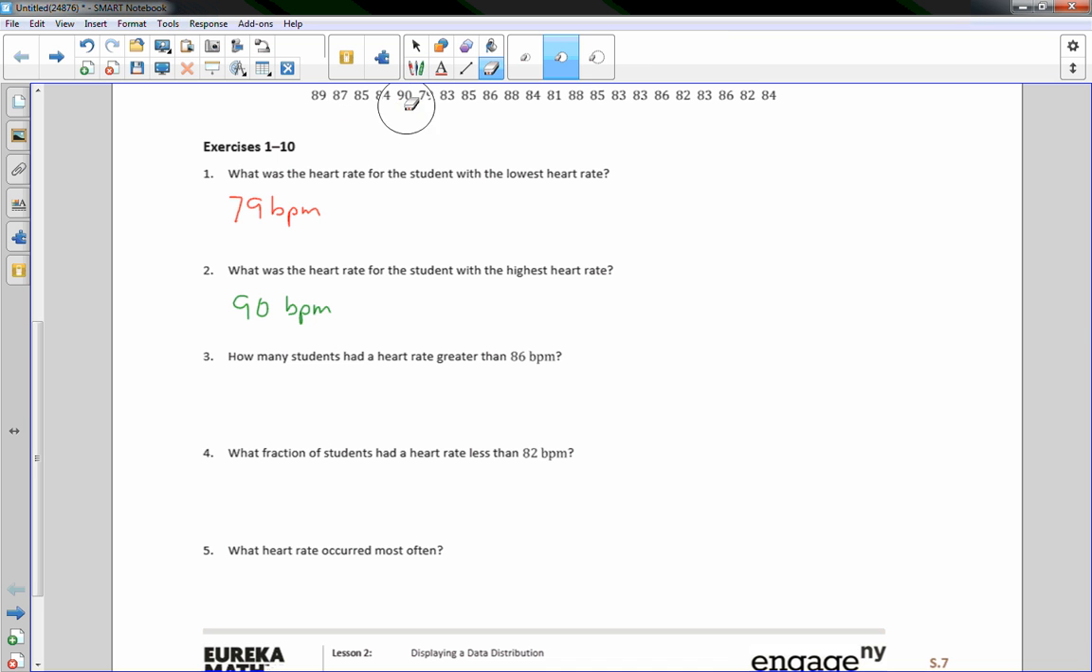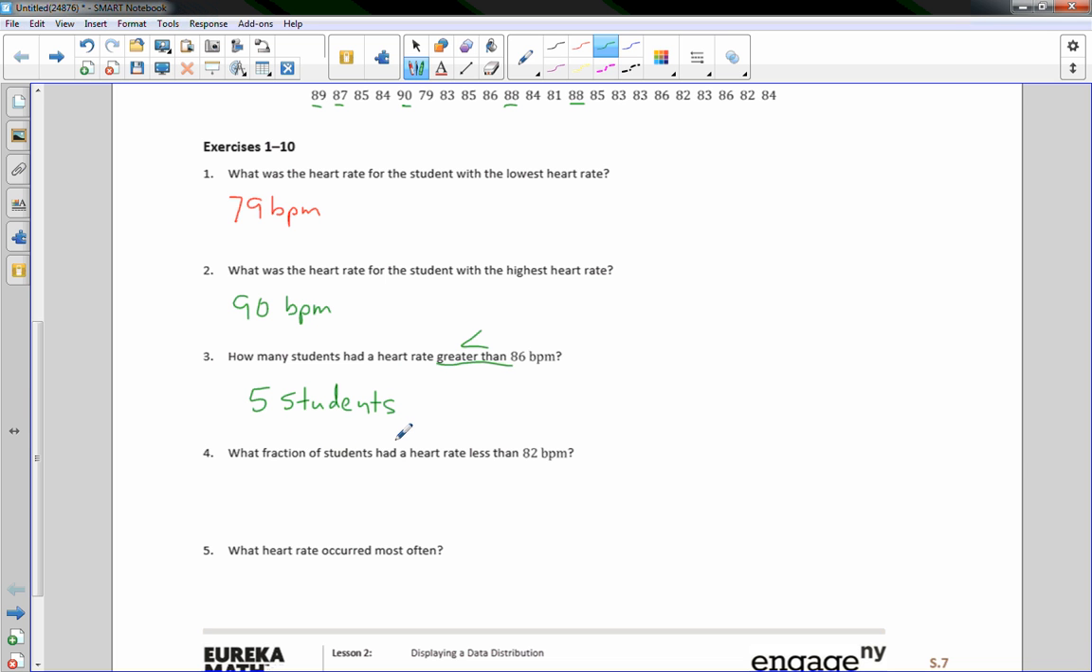How many students had a heart rate greater than 86? So now I'm going to mark the ones that are greater than 86. Greater than 86 does not equal 86, so I will not count the 86. Greater than is just this, not equal. So I'm not going to count 86. 88, 84, 81, 88, 85, 83, 83, 86, 82, 83, 86, 82, 84. So there are 1, 2, 3, 4, 5. 5 students had a heart rate greater than 86 BPM.